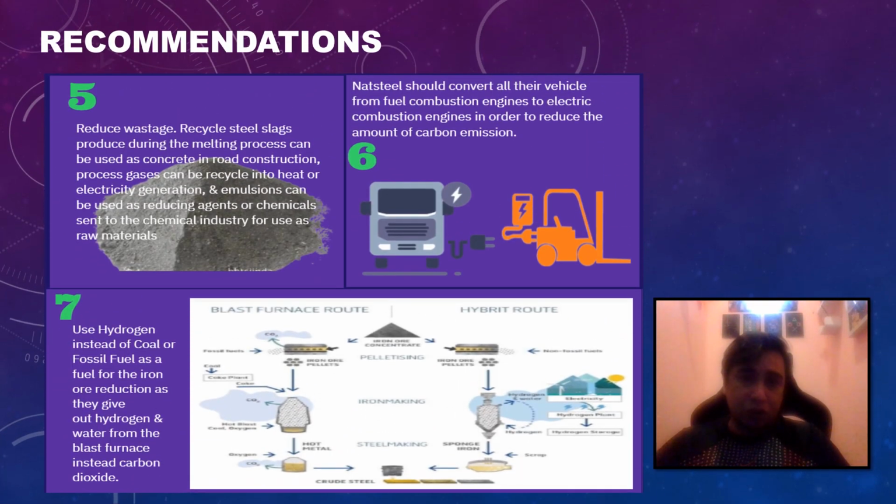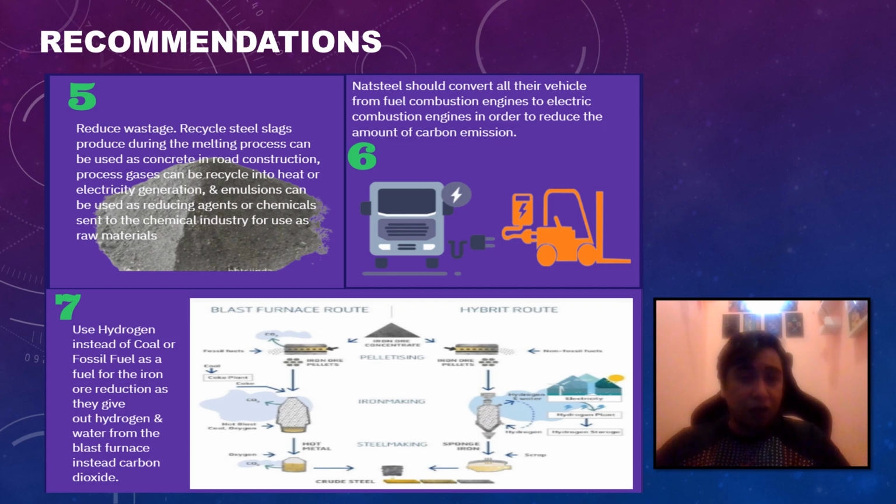Number 5. Reduce wastage. Recycled steel slag produced from the melting process can be used as concrete in road construction. Processed gas can be recycled into heat or electricity generation, and emulsions can be used as reducing agents or chemicals sent to the chemical industries for use as raw materials. Number 6. NATSTEEL should convert all their vehicles from fuel combustion engines to electric engines in order to reduce the amount of carbon emissions.